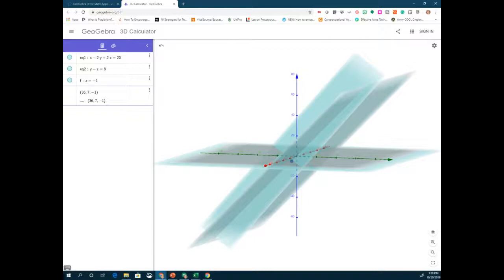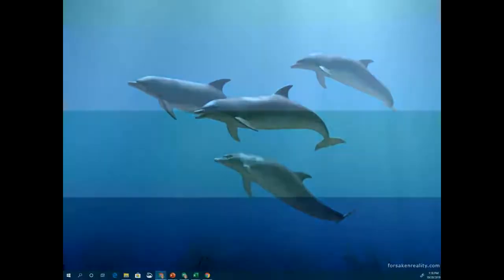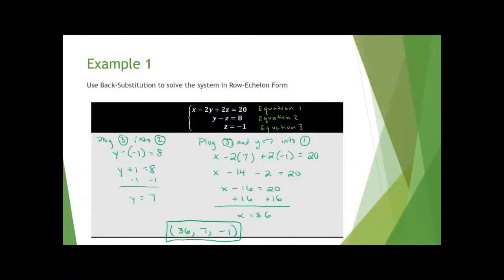Are there any questions on either the graph or the solving? Okay. So if you guys have questions, of course, you can just interrupt me at any time, type something.